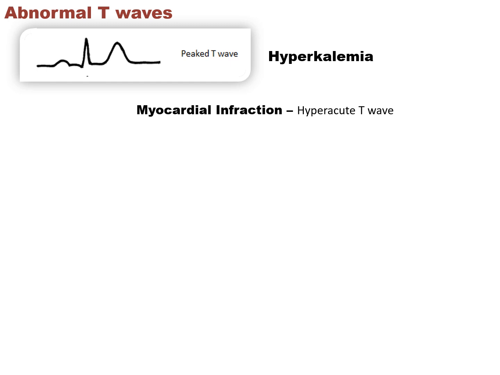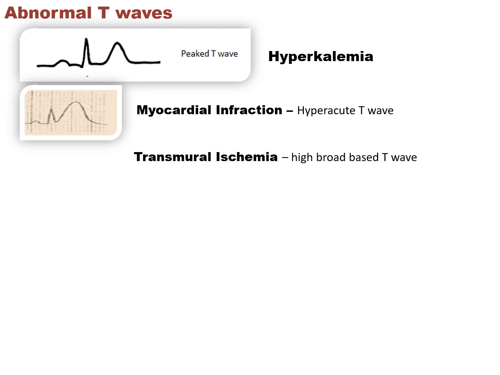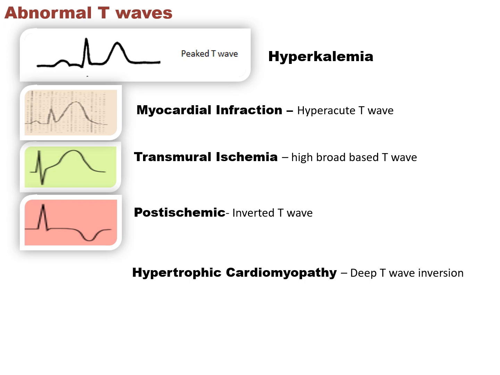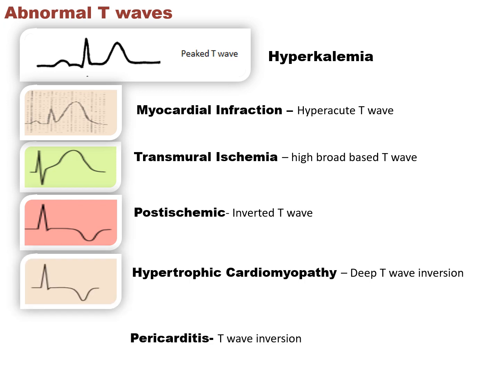In myocardial infarction, initially there is hyperacute T wave without ST segment elevation. In transmural ischemia, there is high broad-based T wave in conjunction with ST segment elevation. In post-ischemic state, there is inverted T wave. In hypertrophic cardiomyopathy, there is deep T wave inversion. And in pericarditis, especially in the later stages, there is also T wave inversion.